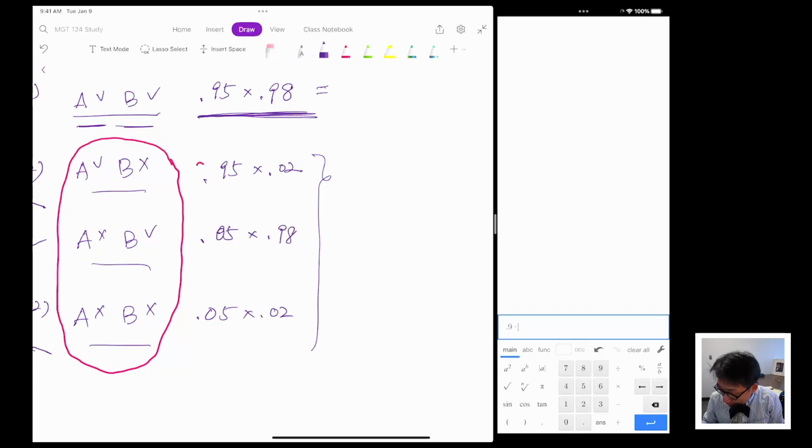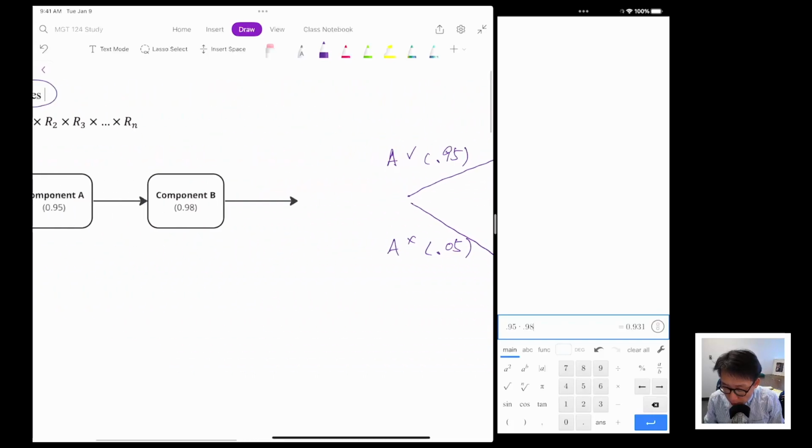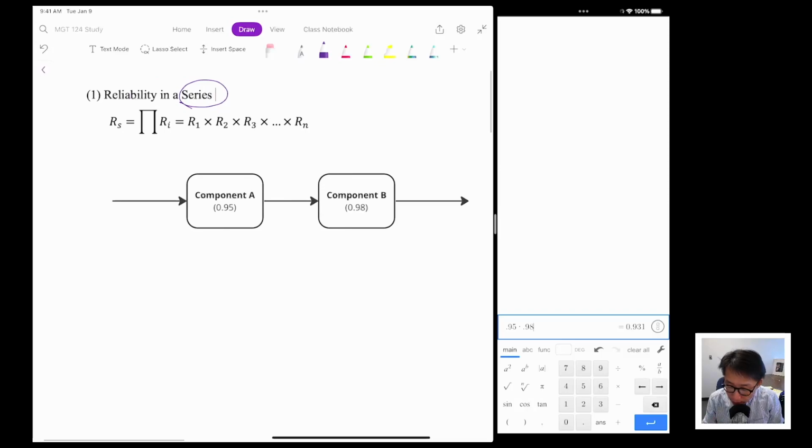95% multiplied by 98%. So you'll be getting a reliability of 0.931 in this particular case. So this number is not greater than either of those two numbers you've seen here. So this is reliability in series.